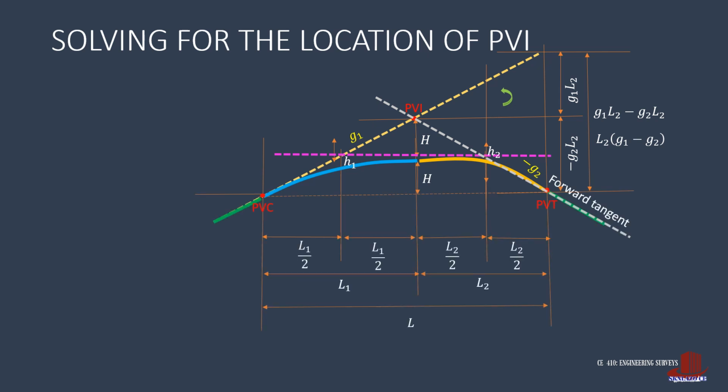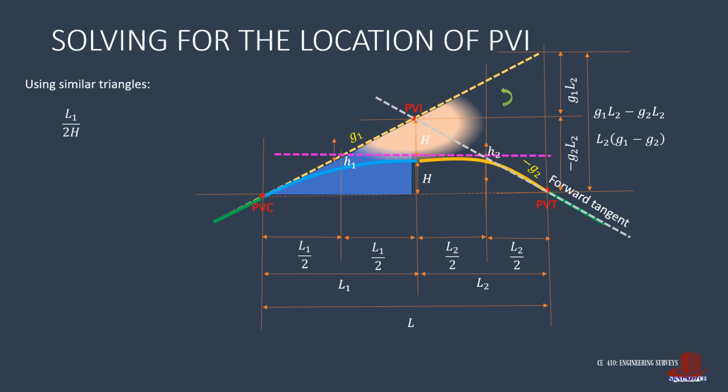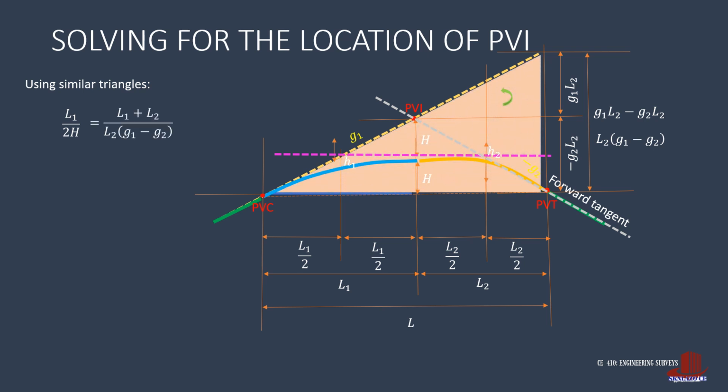Since there are two different partial lengths in the curve, the first element is to locate PVI, which could be stated as looking for L1 from PVC. By using similar triangles, we can take the ratio of L1 with 2H. This is proportional with the bigger triangle, where we get the whole length of the curve, which is L1 plus L2, as to the whole height in the triangle, as L2 times the algebraic sum of G1 and G2. Take note that G2 is negative. That is why it turned out as G1 minus G2.